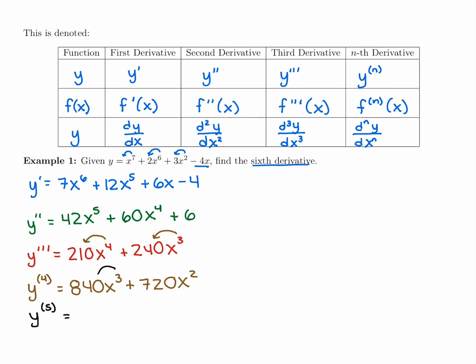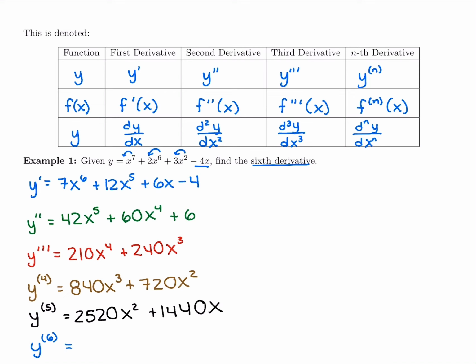So I'm going to take the derivative of the fourth derivative, and that's going to give me the fifth derivative. Bringing down the power once again, 840 times 3 is going to give me 2520x squared. Bring down the power. 720 times 2 is going to give me 1440, and that's just going to be x to the first. So we are doing pretty good. We are ready for the last derivative to take. We were asked for the sixth derivative, so this is where I'm going to finally be able to stop.